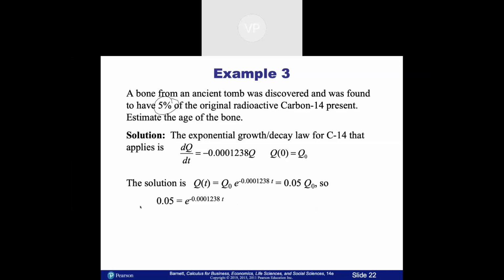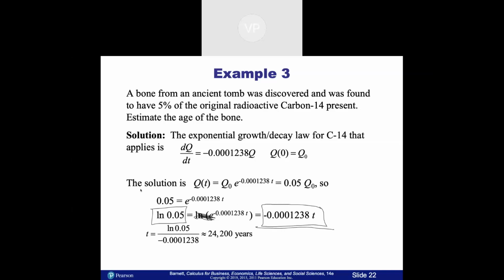Because if we can solve for t, that's time. We'll know how many years it is. So like before, if you have a variable up in the power, the way to fix it is take the natural log of both sides. When you take the natural log of an e, basically the natural log and the e cancel, and this whole right side becomes the power. ln of 0.05 becomes all of this. So to solve for t, I divide both sides by that negative 0.0001238, and that's how we get t equal to this.